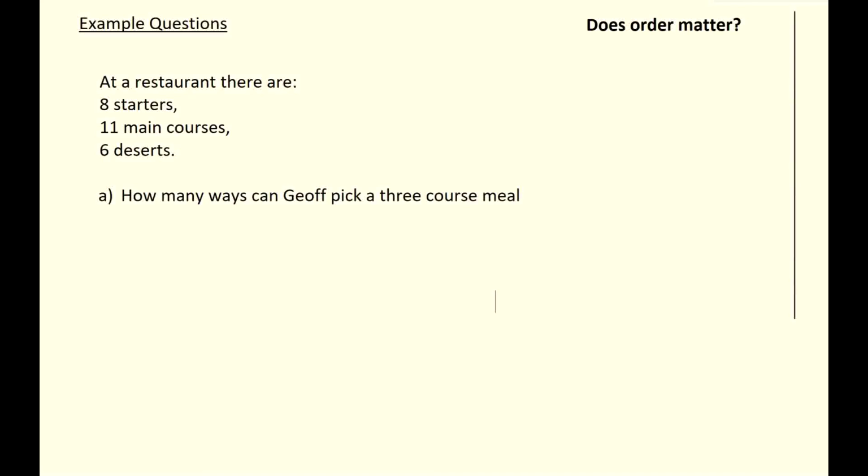Let's work out his choices. For a 3-course meal, he has 8 choices for his starter, 11 choices for his main course, and 6 choices for his dessert. Times them all together, and that is your answer. Again, I won't bother actually doing it because I'm sure you can do it with a calculator.